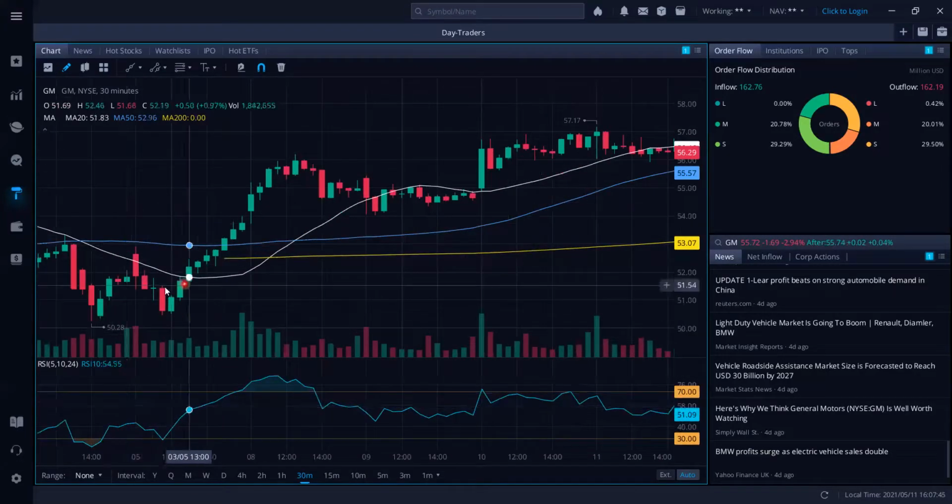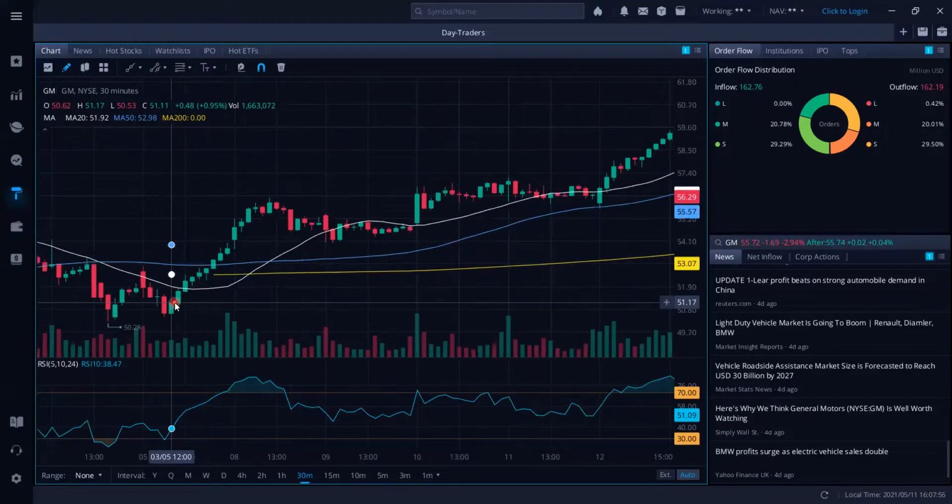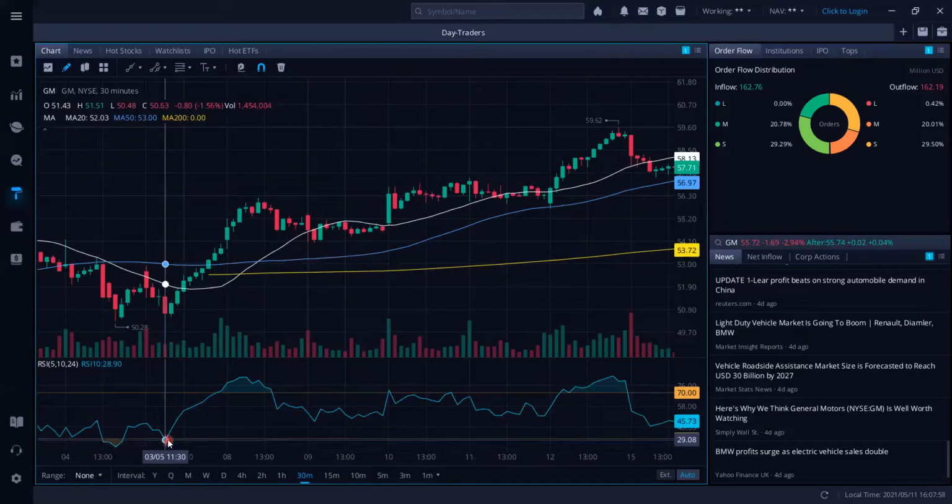Look at the reversal pattern. I want to be able to identify these types of things right here. I see this, slightly oversold. I get this, let's say we're here at 51.88. And look at where that took us, from 51 to 56.